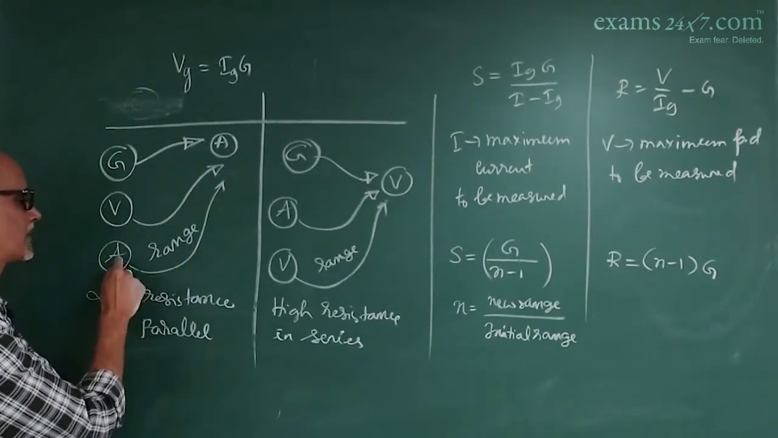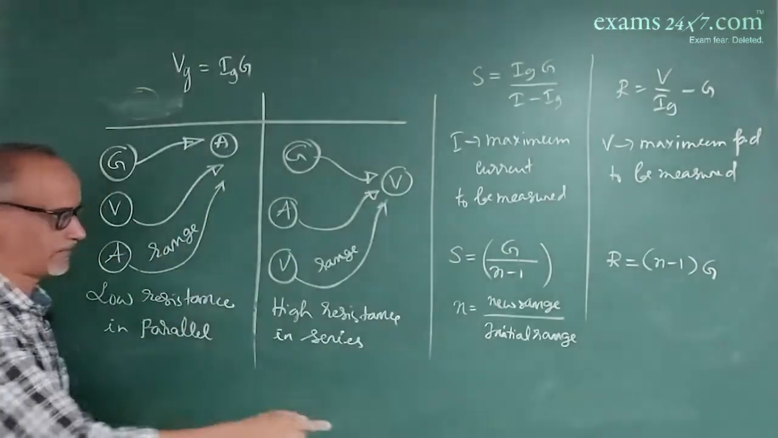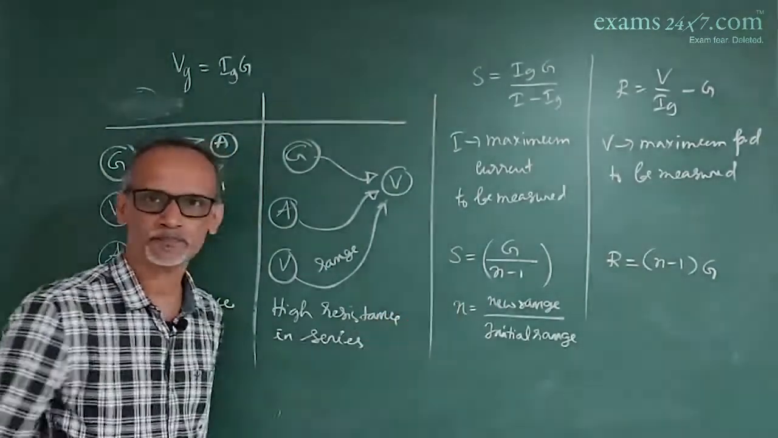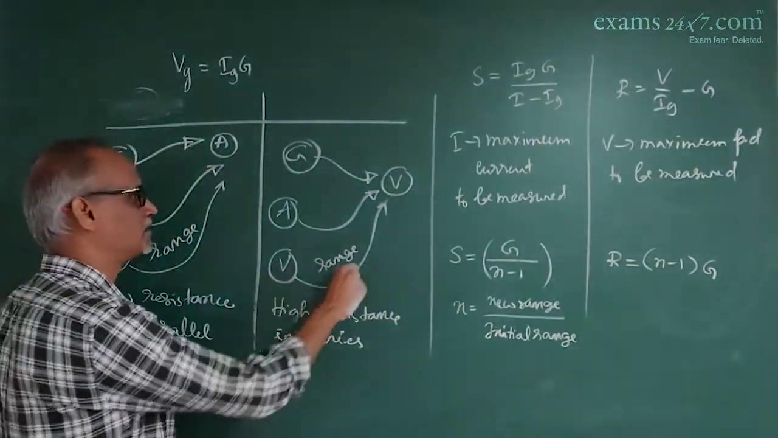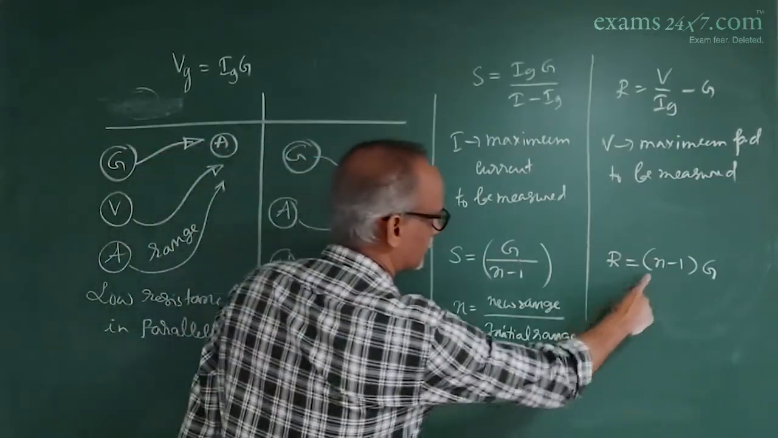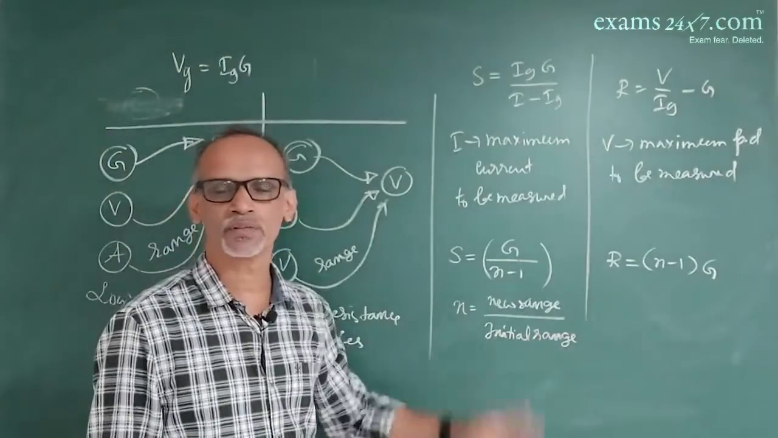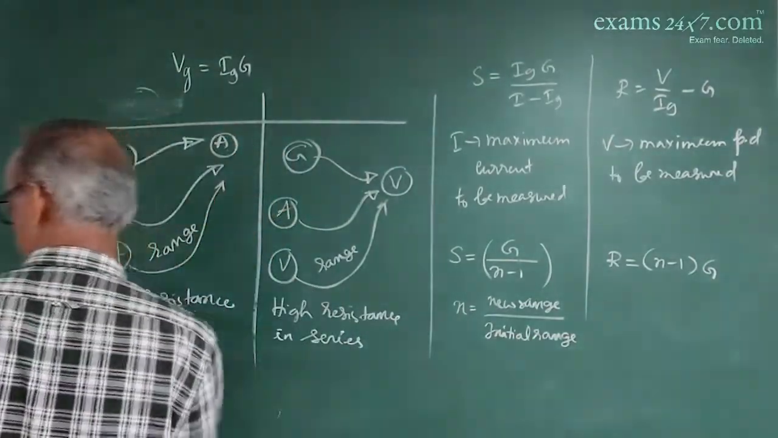Okay. If we want to increase the range of the ammeter, what is the resistance required? A low resistance in parallel having this value. If you want to increase the range of a voltmeter, then you have to connect a high resistance in series given by this particular formula. Where n still remains the same, it's the new range to the initial range.